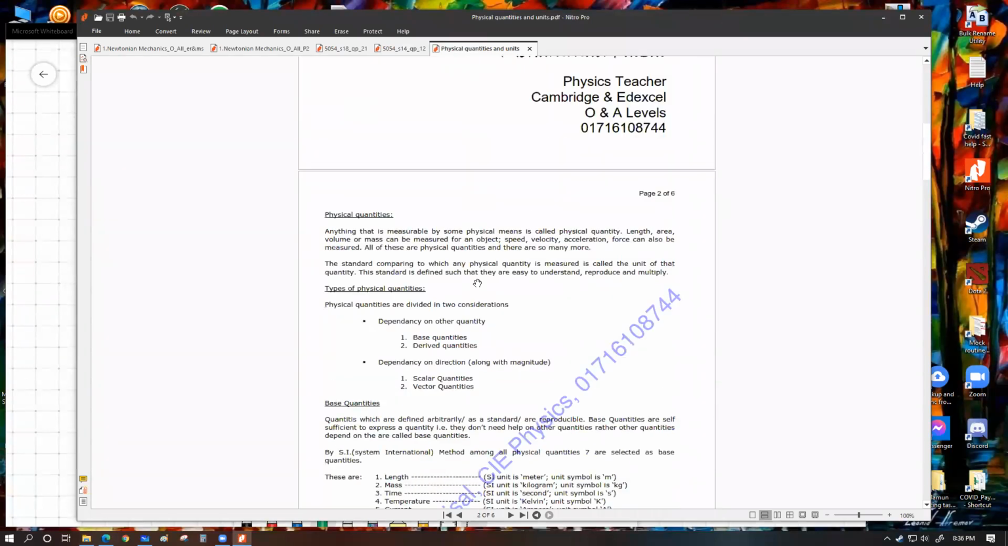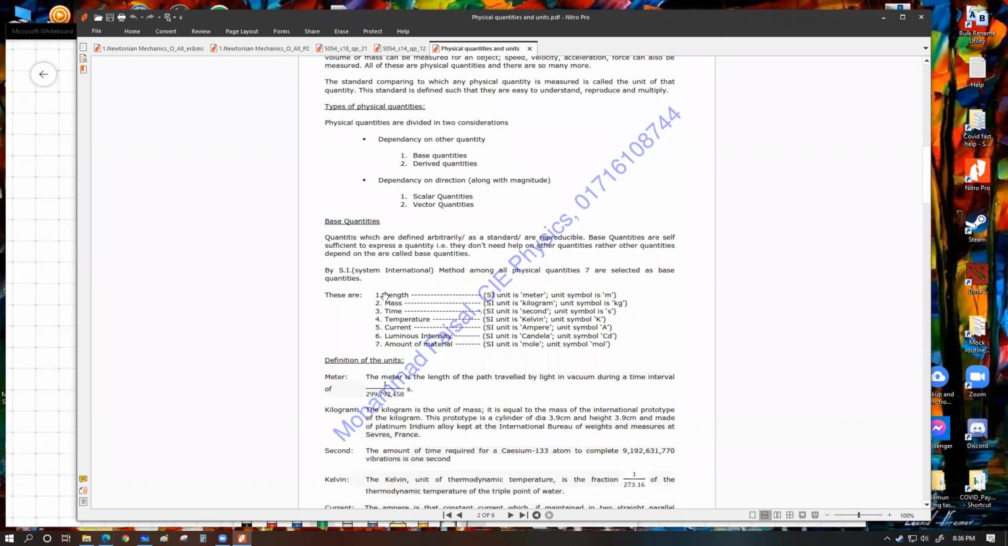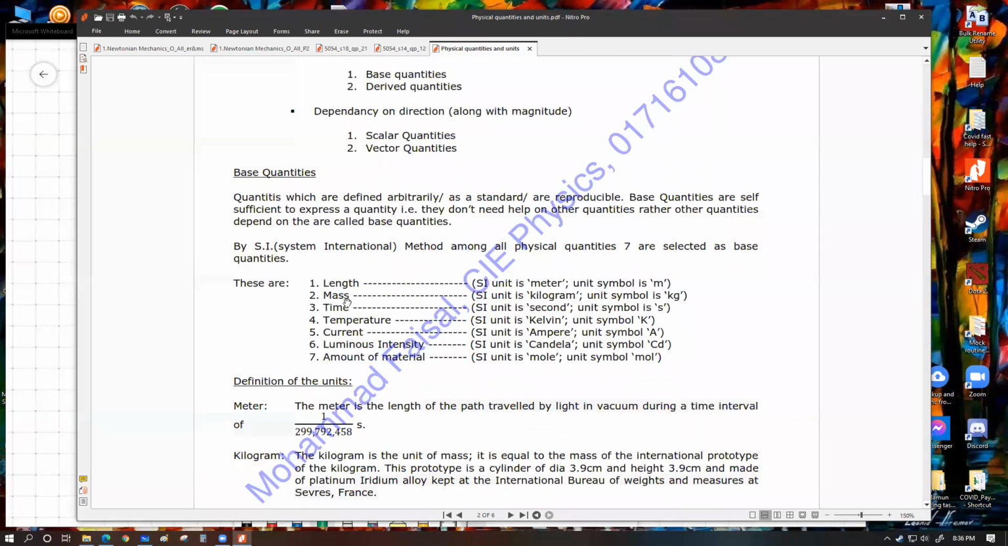আশা করি এটা তোমরা তোমাদের প্রিন্ট আউটের মধ্যে পেয়ে যাবে, সো ডোন্ট বদার। আচ্ছা, there are also quantities defined by two other things: বেস কোয়ান্টিটি আর ডিরাইভড কোয়ান্টিটি। Base quantities: there are 7 definite quantities which are defined as base quantities, which are given over here: length, mass, time, temperature, current, luminous intensity, and amount of material.